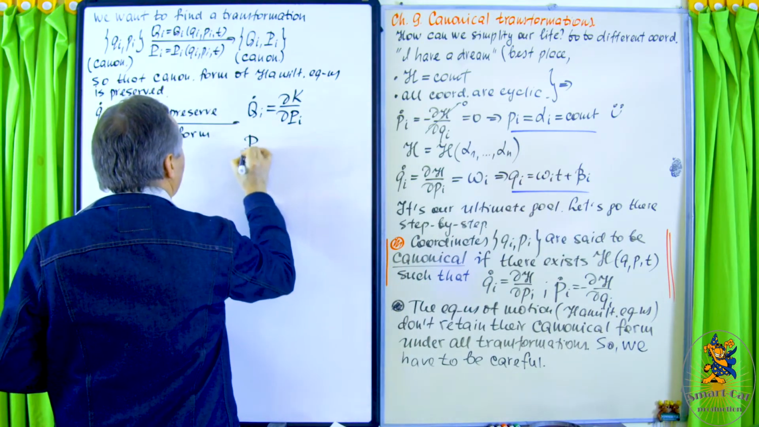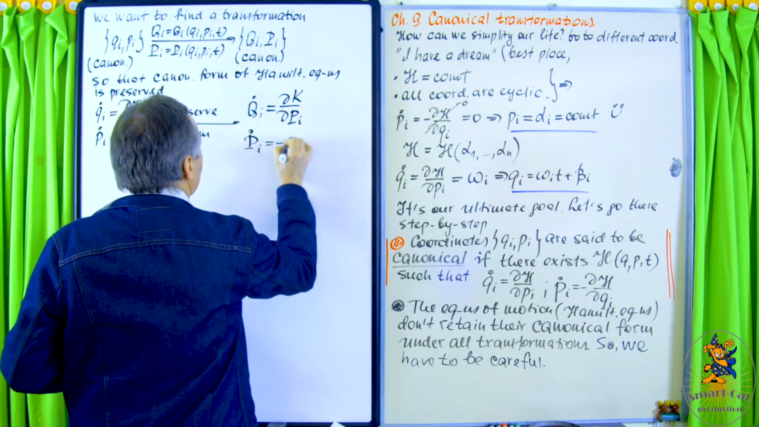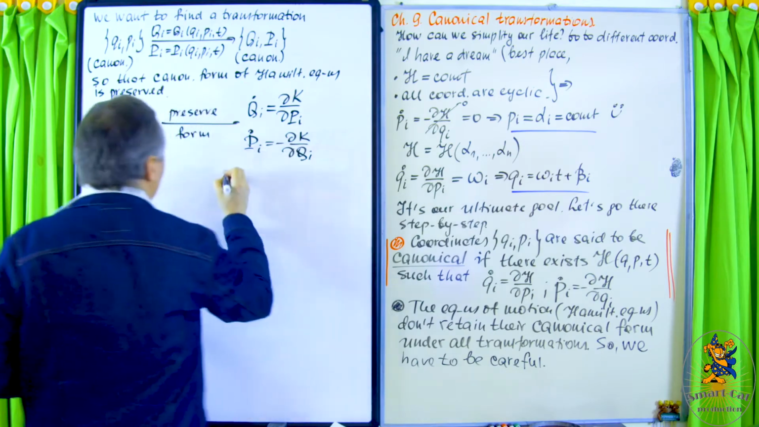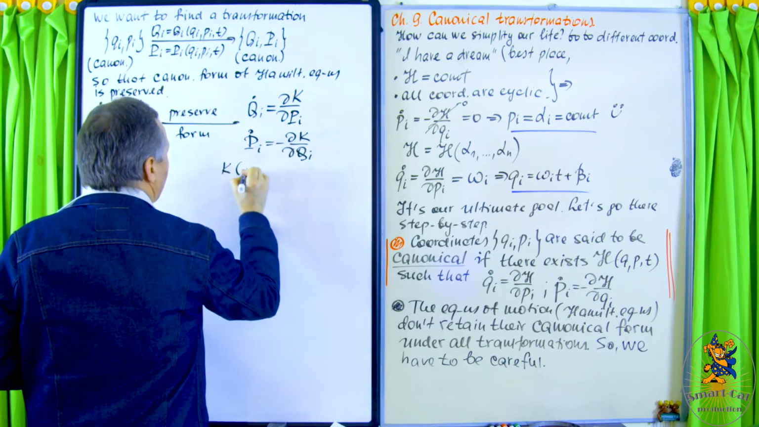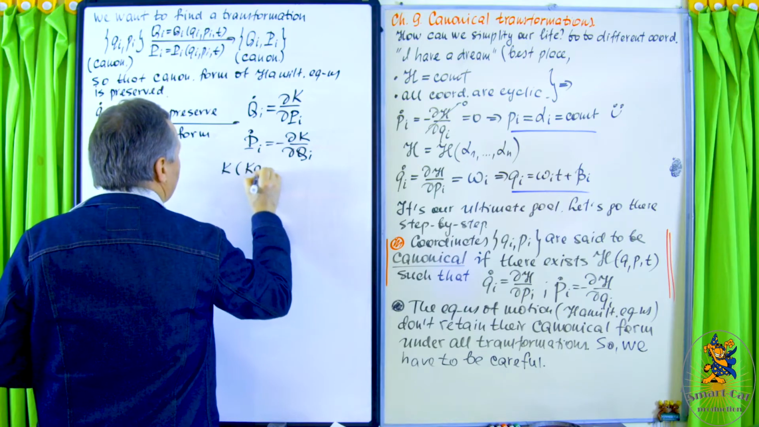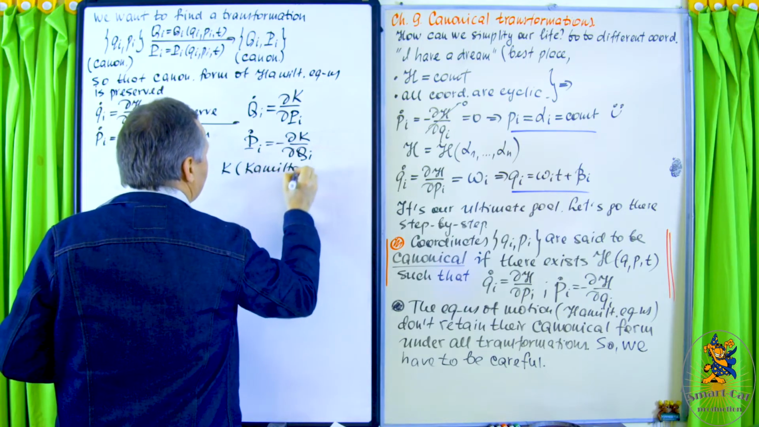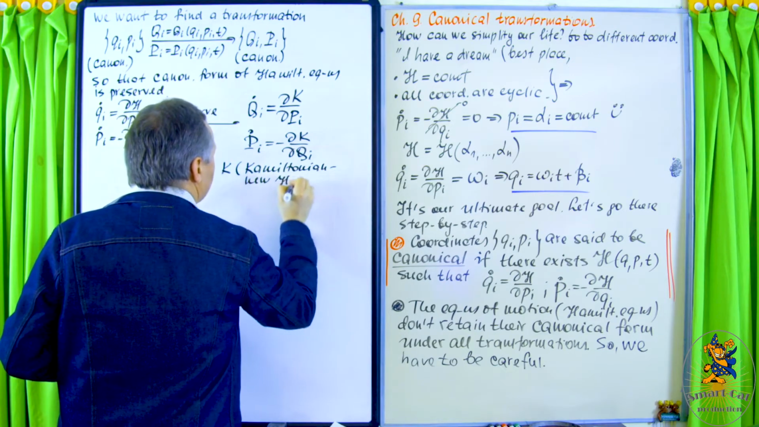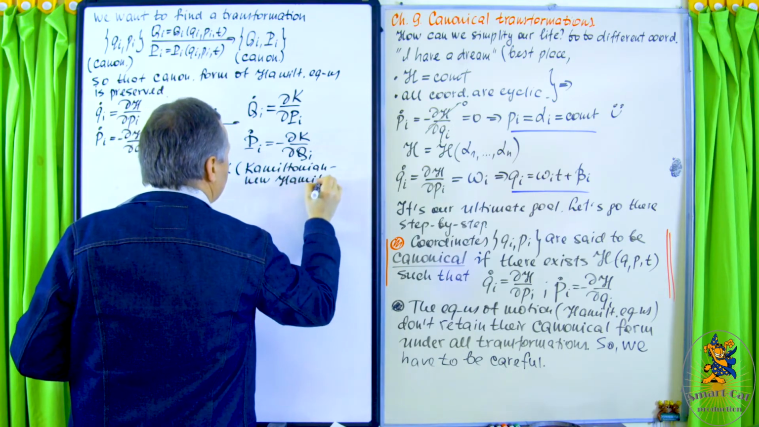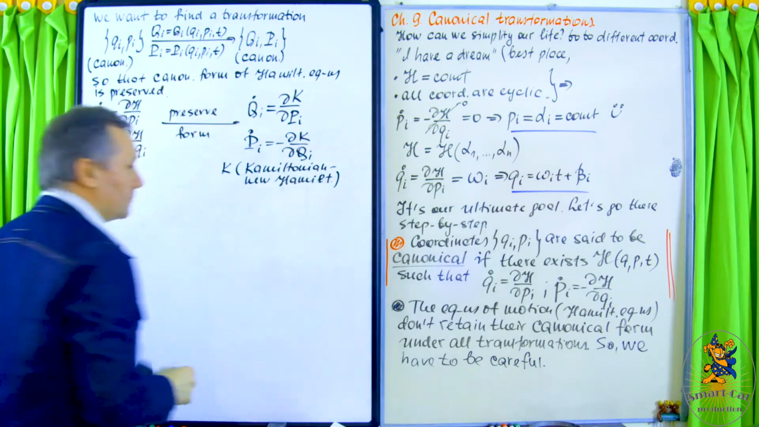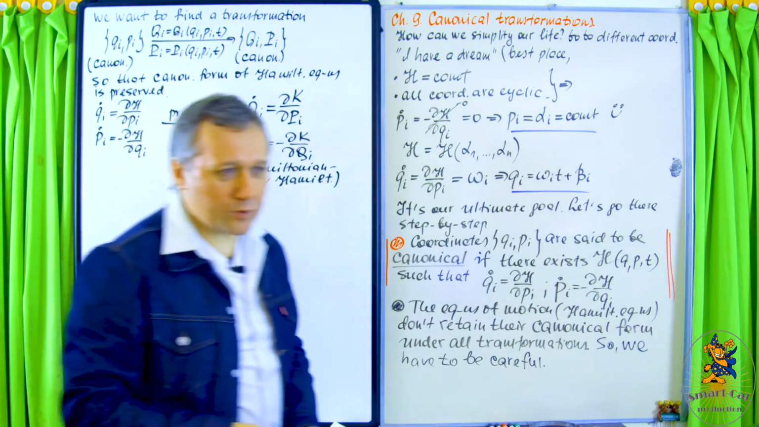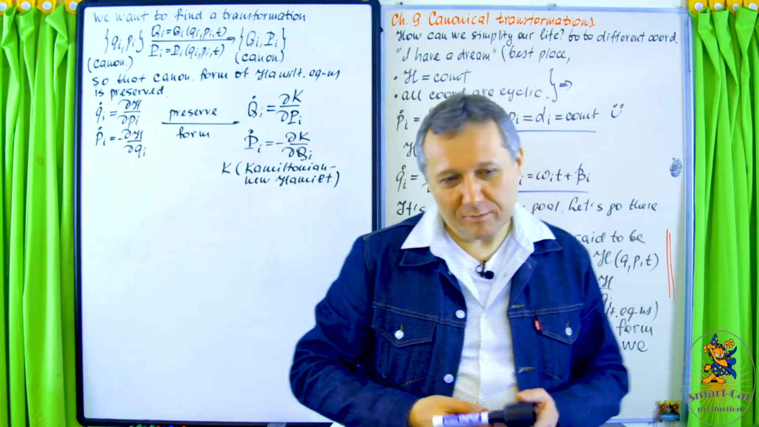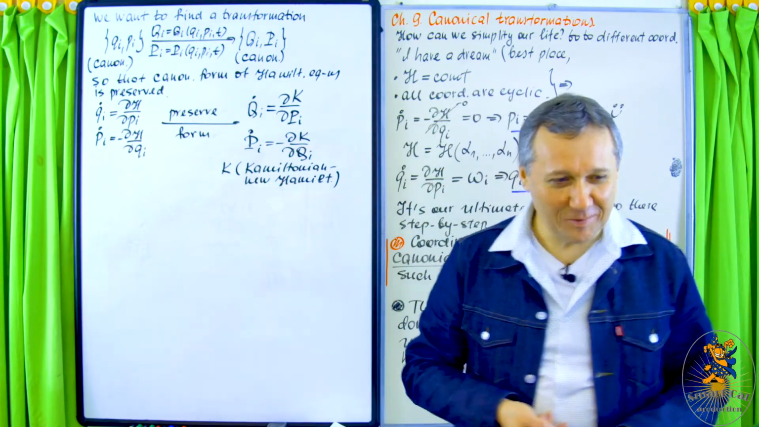And p i dot, of course, equals minus partial derivative of K with respect to qi. So K is the Camiltonian, basically the new Hamiltonian. Again, if you continue using just the word Hamiltonian, that's what I usually do all the time, right? But Camiltonian is kind of funny, right? I like this.